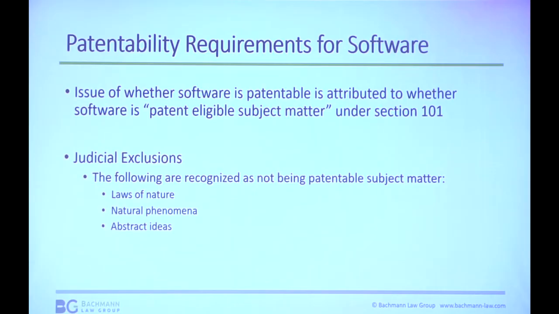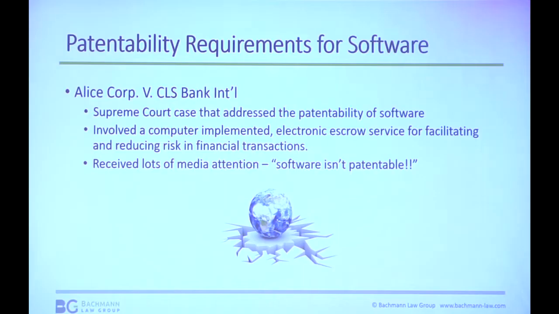So the issue whether software is patentable subject matter under 101 is related to some judicial exclusions of some things that are recognized as not being patentable subject matter. Those include laws of nature like gravity, natural phenomena like light, and abstract ideas. And it's the abstract ideas that have been cited against software patents. Whether or not a potential software patent application just cites an abstract idea. And this was first set forth in a Supreme Court case of Alice Corp versus CLS Bank.